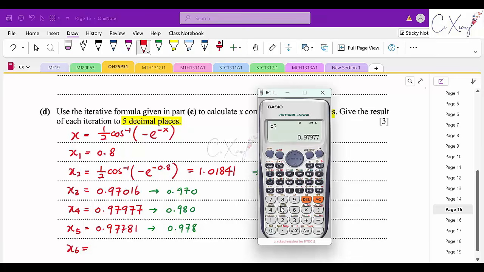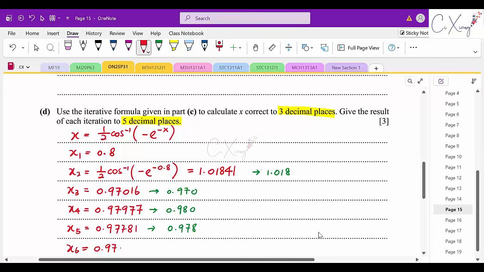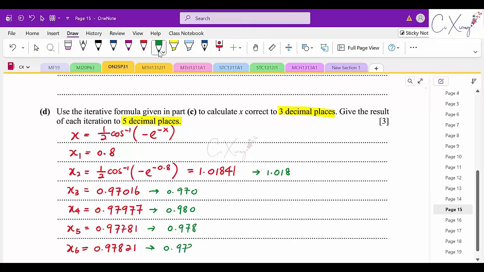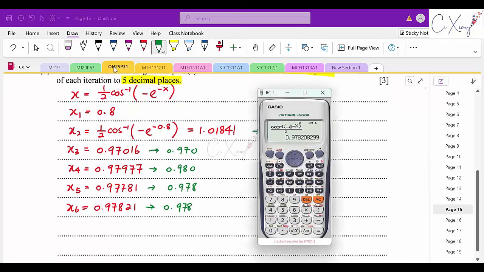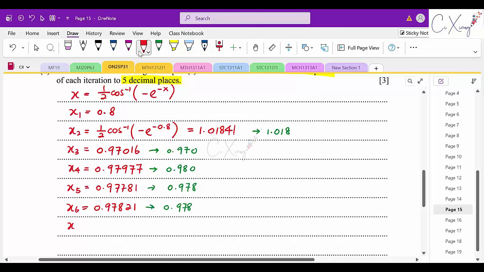Alright, okay, then let's continue. Key in, calculate. Key in the value of 0.97781. Then press equal sign. 0.97821. Alright, if I double check this value, you are getting 0.978. So you can see that they are repeated here. If you want to be safe, of course you can try one more iteration, just to make sure and double confirm that this is the final answer already.